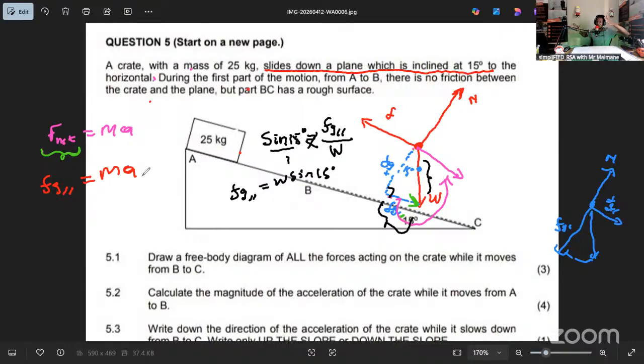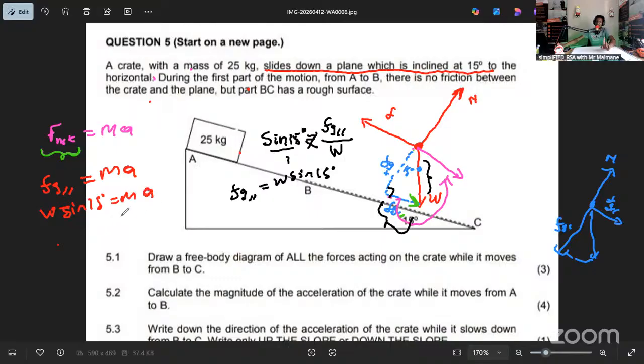Our diagram is for B and C, the one we draw based on the question. But the question now is based on A and B. And A and B, there was no friction. So on your diagram, which has friction, you just remove friction. It becomes the body diagram for AB. So from here, that's when you would have MG. Okay, let me say W first, so you can see where the MG is coming from. So W sine 15 equals MA.